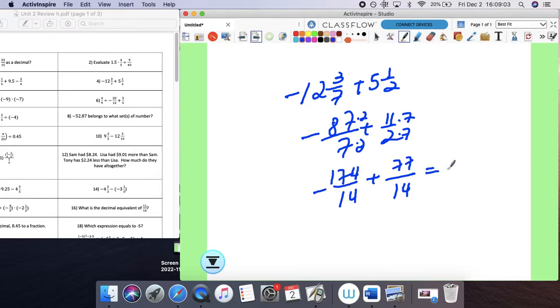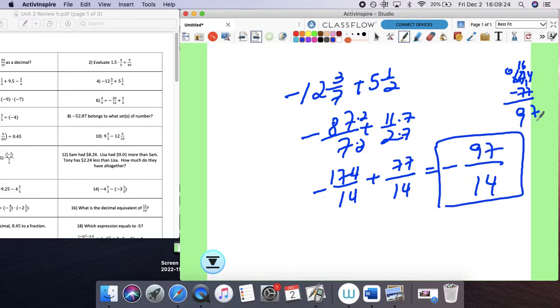If I subtract this, it's going to be a negative because the absolute value here is greater. And 174 minus 77. Do some borrowing, regrouping. That becomes 17, which is 16. 14 minus 7 is 7. 16 minus 7 is 9. I'll leave it at this. You have your calculator, which, again, look at your multiple choice. If it's mixed number, change it to mixed number.